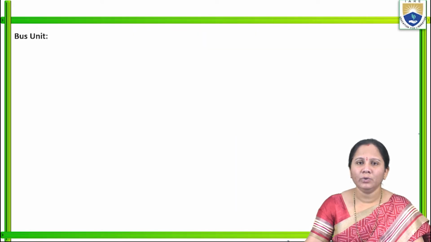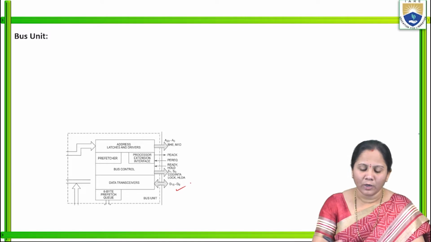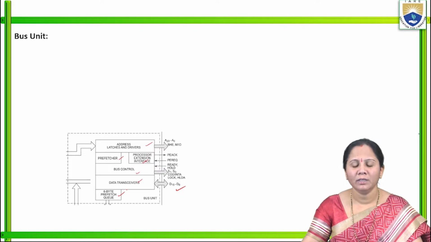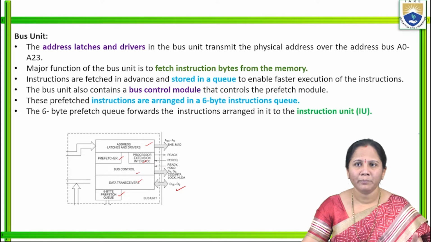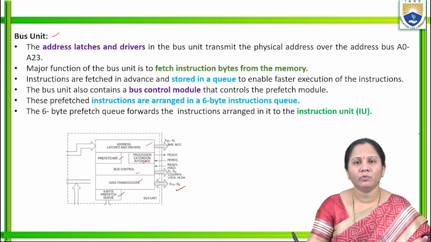And the second unit is the bus interface unit. Here this is the bus interface unit block, and all these are internal blocks that are available in this bus unit. The function performed with the help of all these blocks is mainly meant for fetching the instructions from the memory. After fetching the instructions from the memory, this bus unit is going to give them as input to the next unit, which is called the instruction unit.